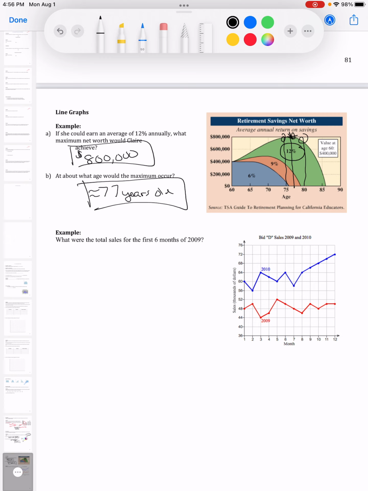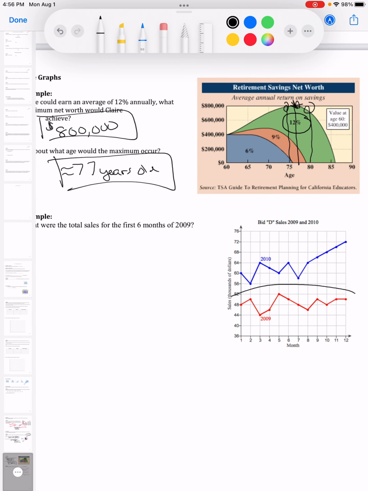All right, last one. The total sales for the first 6 months in 2009. So 2009 is this bottom one. And we want all the first 6 months, so I've got to add everything together through month 6 there. All those little dots, I'm going to actually erase them so we can read a little bit easier.